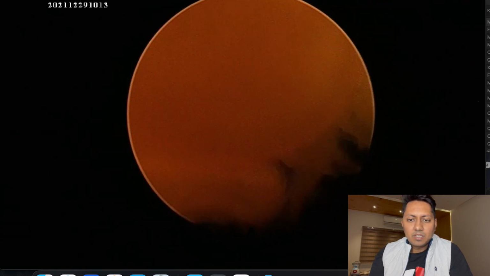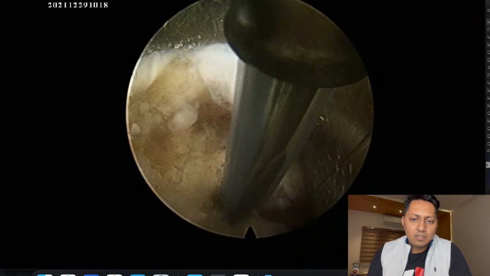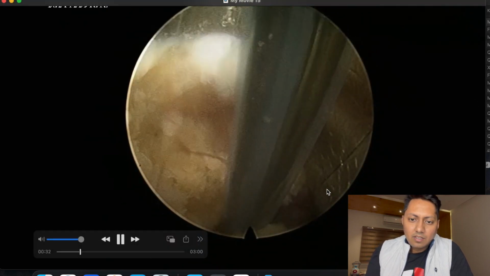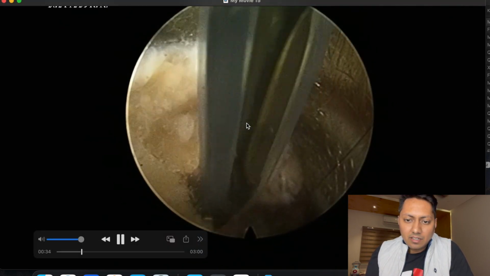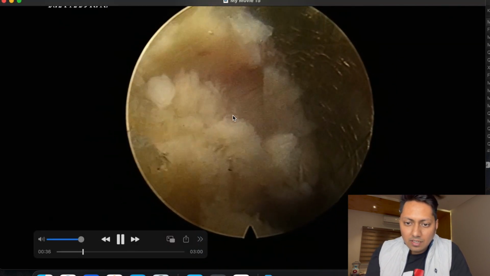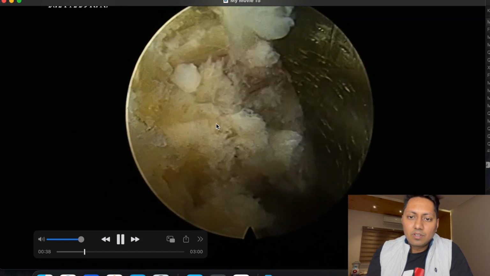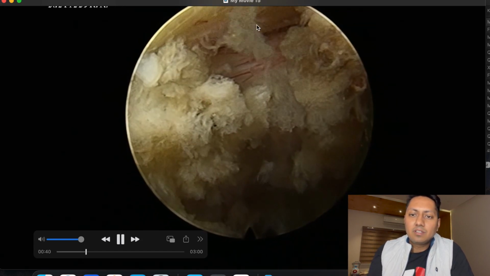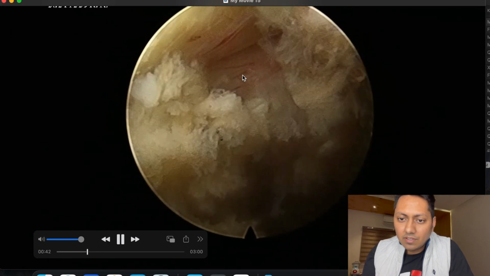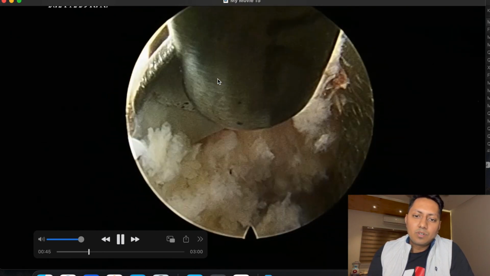So this is the disc material, bulging disc, which has come out at the start of surgery. Now I turn my cannula anterior, and now suddenly you can see this is the traversing nerve root, very well decompressed in just the beginning of the surgery itself. This is the L4 nerve root.